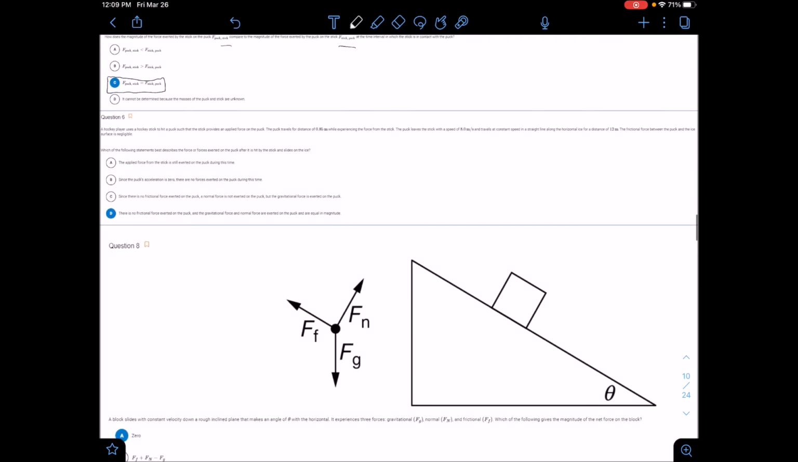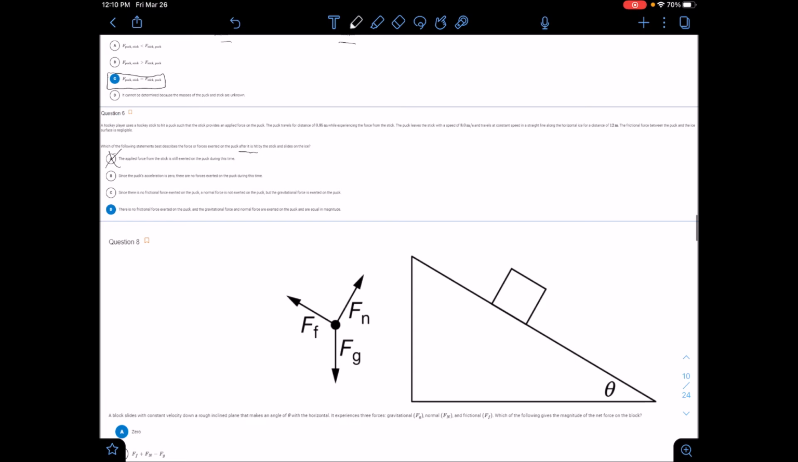A hockey player uses a hockey stick. Okay, same thing. Which of the following statements best describes the force or forces exerted on the puck after it is hit by the stick and slides on the ice? So the applied force from the stick is still exerted on the puck during this time. Well, I mean, it says after it is hit. So the applied force from the stick is no longer there. It's gone. Since the puck's acceleration is 0, there are no forces exerted on the puck during this time.